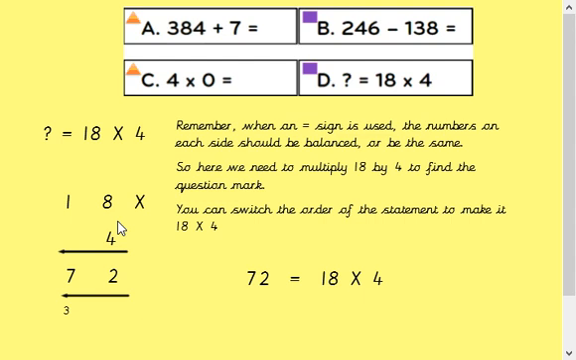And we could use abstract method. 8 times 4 would be 32. We can see we've carried the 3 across into the tens column. And then 4 times 1 is 4, plus 3 is 7. You could use partitioning and recombining as well. But the key bit of information for this is that you can change the order of the sentence around to make it 18 times 4 equals. Or if you wanted to leave it as it is, just remember that when you're looking for the answer, you need to work out what this side is, and it will do exactly the same job. It will give you the answer to this.